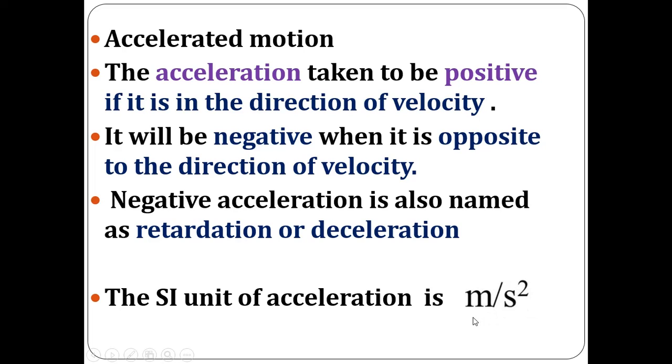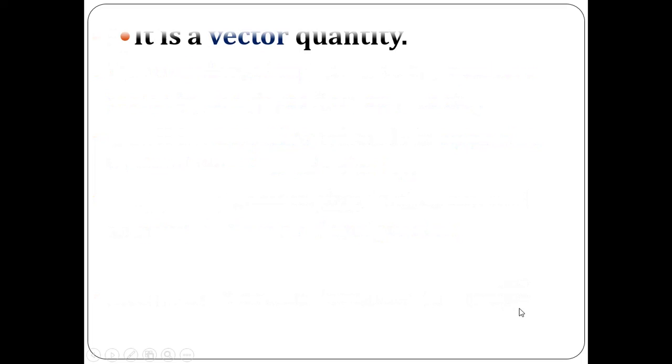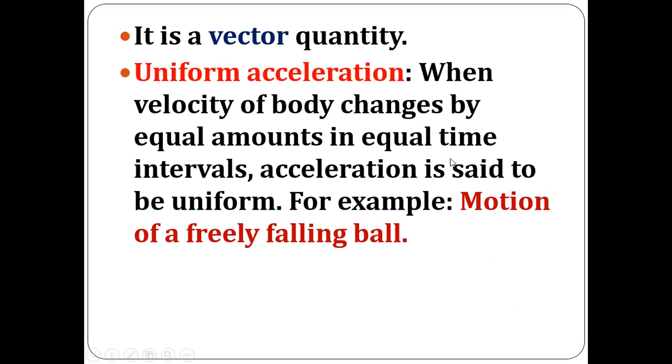So what is the SI unit of acceleration? Meter per second square. Now, acceleration is a vector quantity. And now we are going to see the types of acceleration. There are two types of acceleration, that is uniform acceleration and non-uniform acceleration.